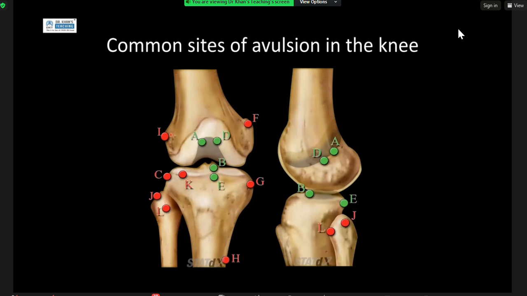Okay, there's the proximal attachment. Similarly on sagittal, so similar sites. Okay, so these are common sites of avulsion. There is a very nice paper called Pediatric Avulsion Fractures in the Knee. If anyone's interested, you can have a look in that.